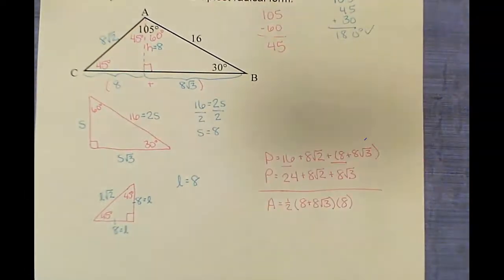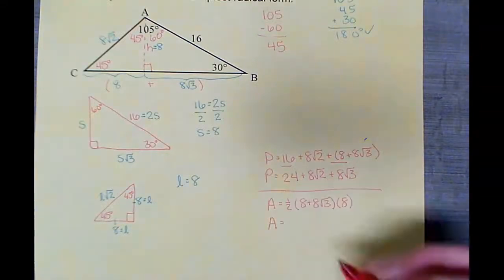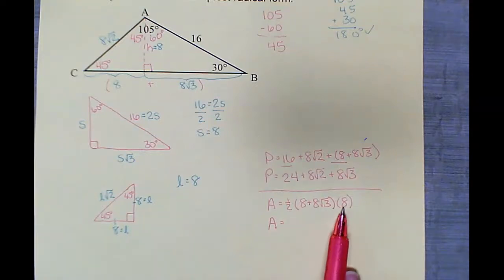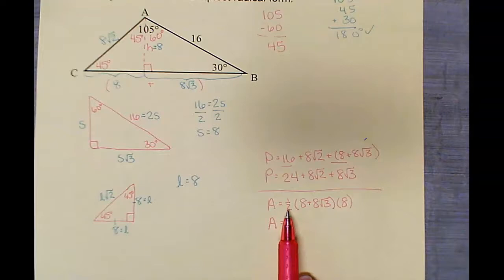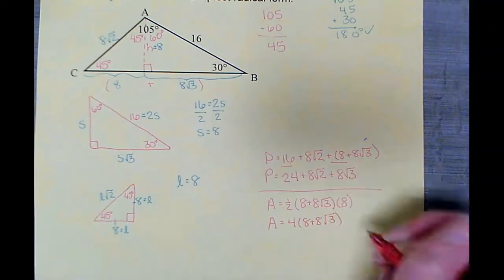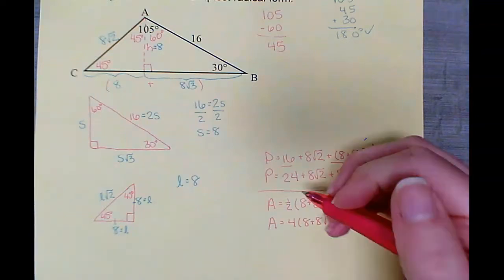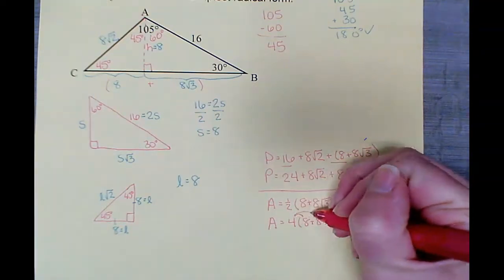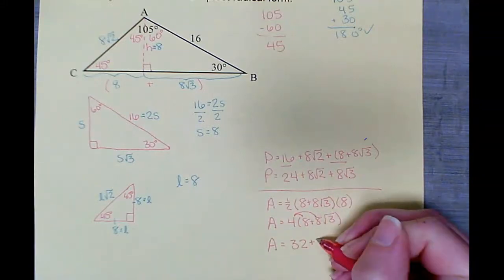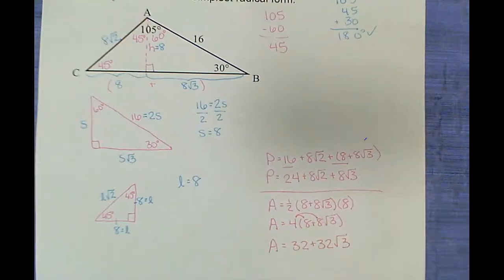So when I do the multiplication, you have two choices. You can either multiply the 1/2 times the 8 and the 8 square roots of 3, or you can multiply the 1/2 times this 8. And it really doesn't matter which one you do. I have a habit of multiplying these two single numbers first, so 1/2 of 8 is 4. And when I multiply it times this sum, I'm going to multiply the 4 times the 8 and the coefficient here. So A equals 32 plus 32 square roots of 3.